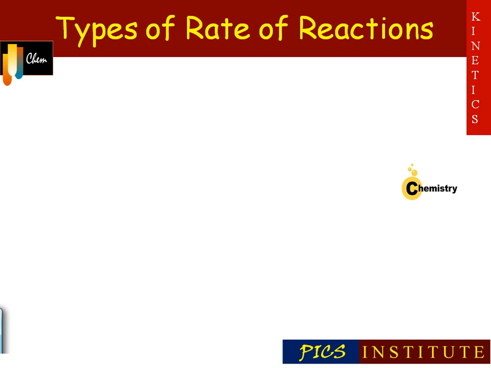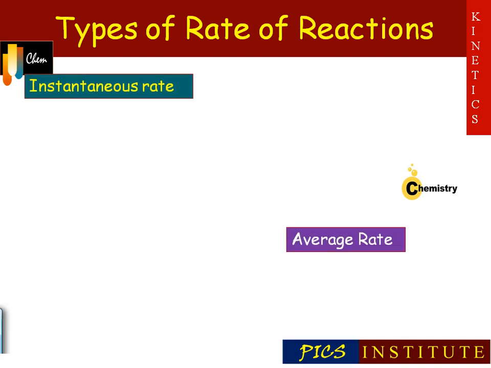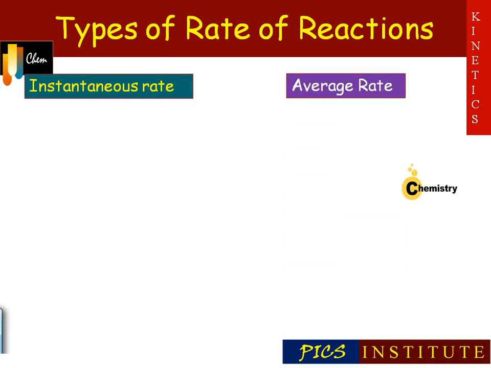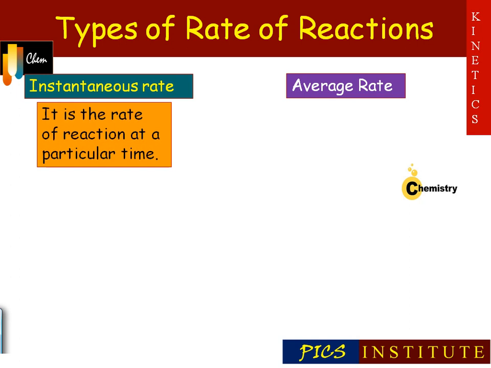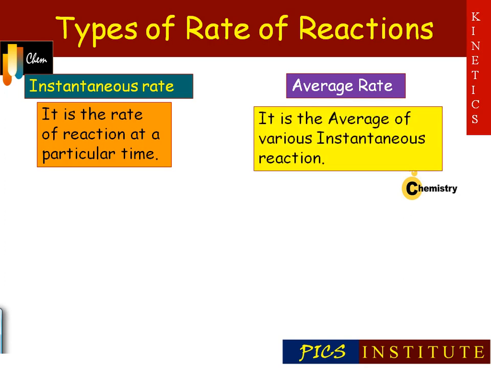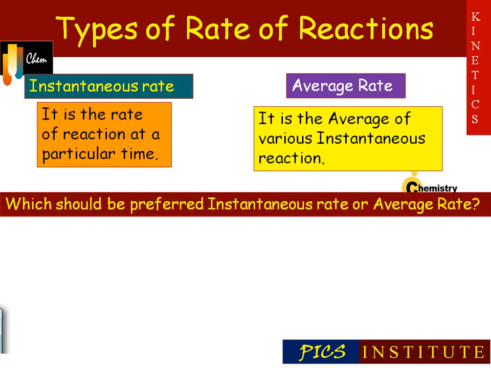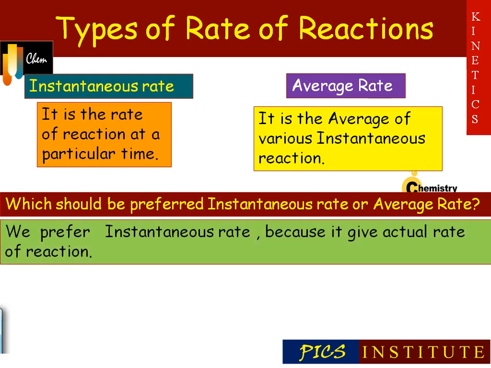Types of rate of reaction. Rate of reaction is of two types: instantaneous rate and average rate. Instantaneous rate means rate of reaction at a particular time, and average rate means the average of various instantaneous rates of reaction. So the question arises, which should be preferred, instantaneous rate or average rate? The answer is we always prefer instantaneous rate because it gives the actual rate of reaction.